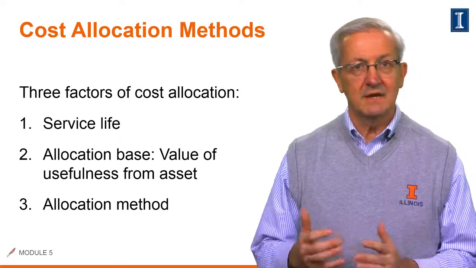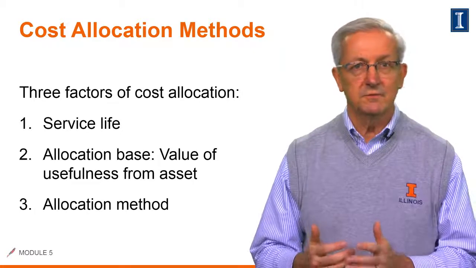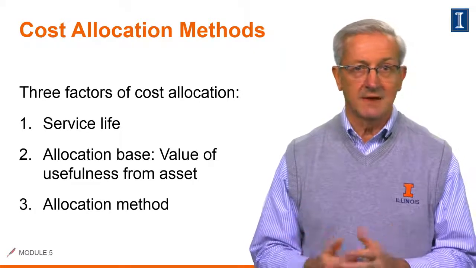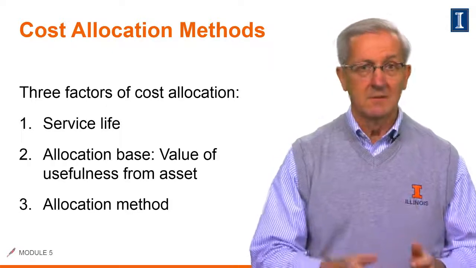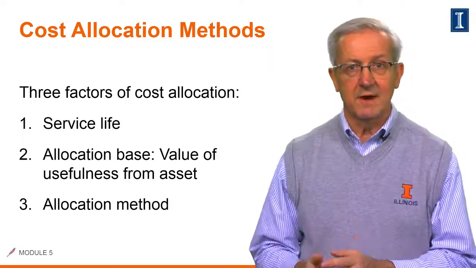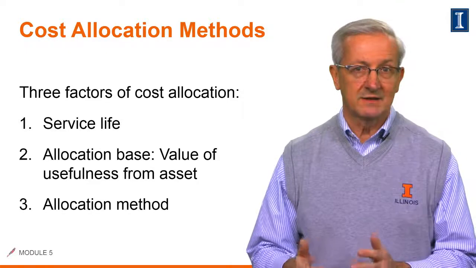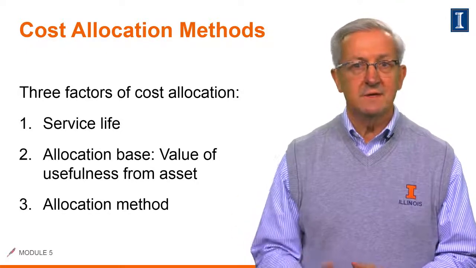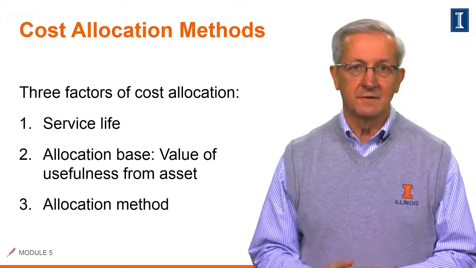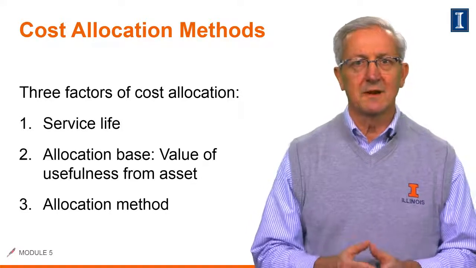Second, we have the allocation base, which is the value of the usefulness that is expected to be consumed by the asset. And our base is equal to the historical cost minus its residual or salvage value, which is basically the amount of money expected to be received at the end of the asset service life. And third, we have the allocation method, the pattern in which that usefulness is expected to be consumed.